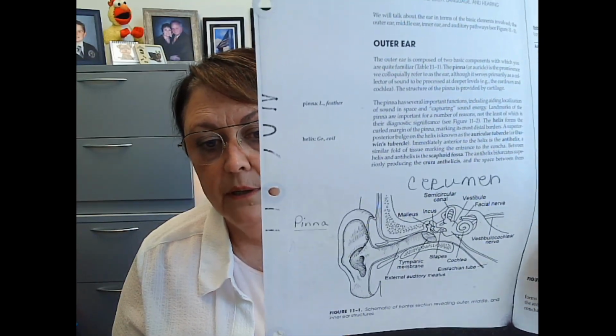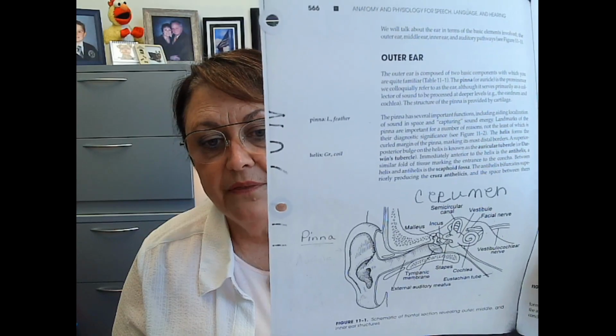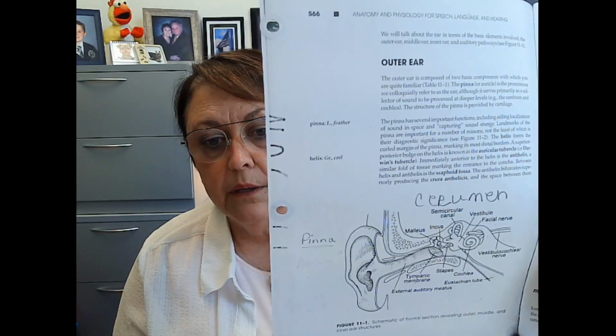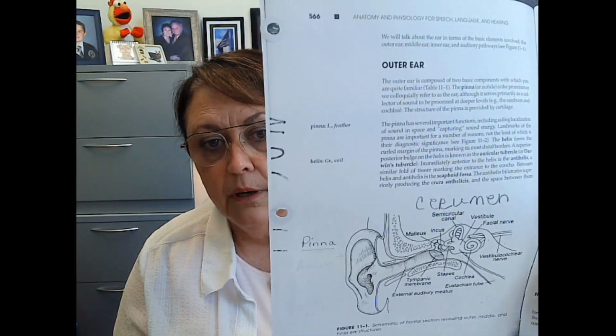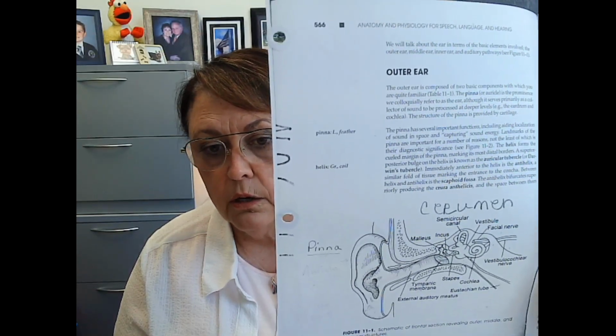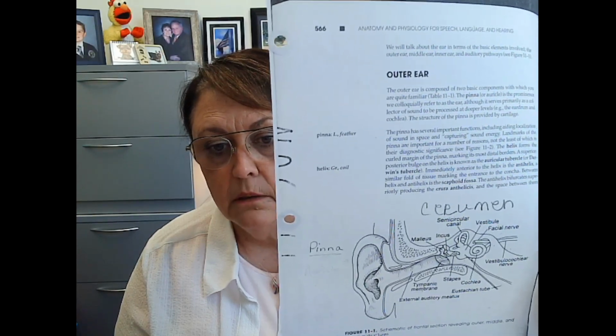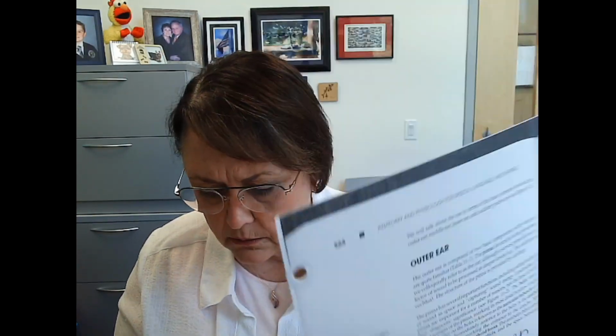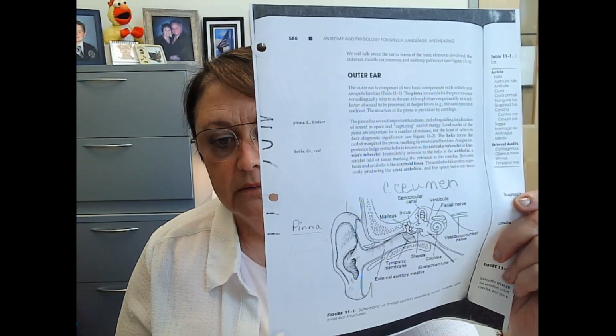It should be this picture on Canvas. Now, see the word that's directly above the ear. Not the word outer ear, that's way up there. Cerumen. C-E-R-U-M-E-N. I thought it was A-N. Now that I look at that, it doesn't look right. I'll check it. Cerumen. But anyway, this is the ear. Now I'm going to put that picture on Canvas for you.